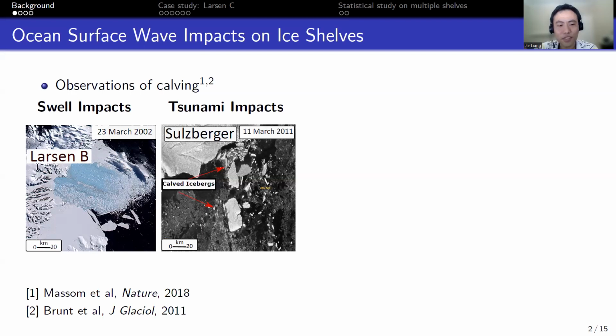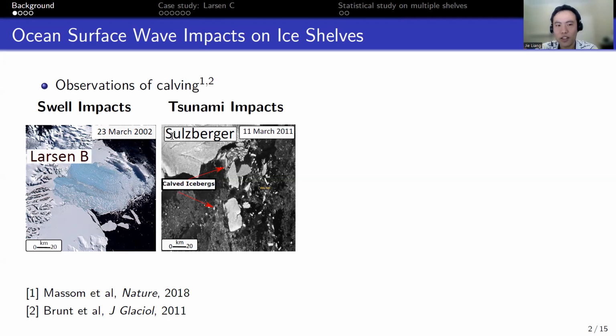For the left figure, this is the Larsen-B carving, or actually it disintegrated, back in 2002. This is because of the interaction between the swells and the shelf front of the Larsen-B. On the right hand side, you can see the Sulzberger carving, back in 2011, because of the tsunami waves induced by the 2011 Japan earthquake. So there are a lot of observations of ocean waves impacting the ice shelves.